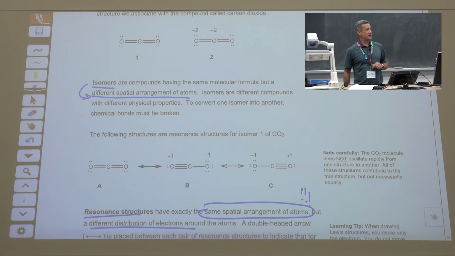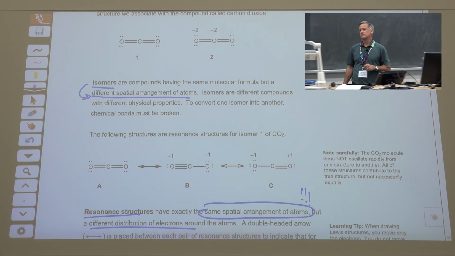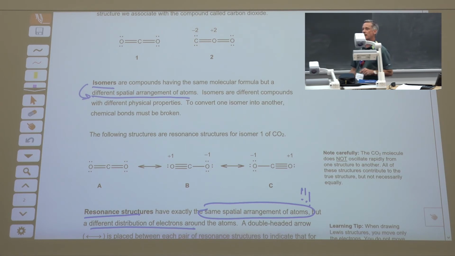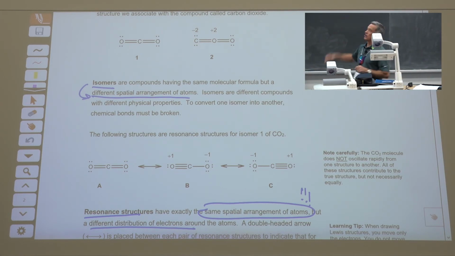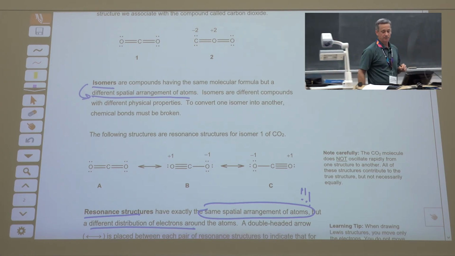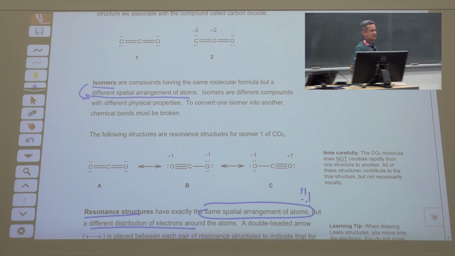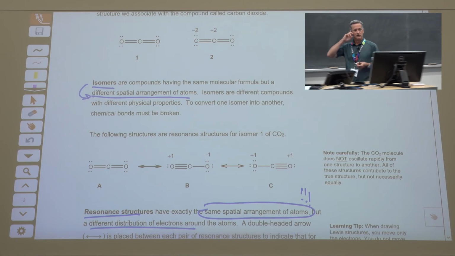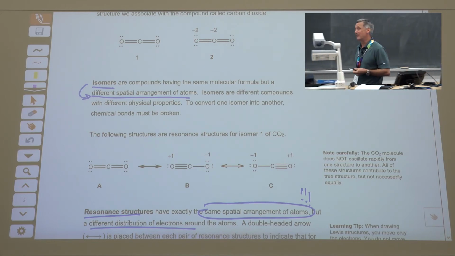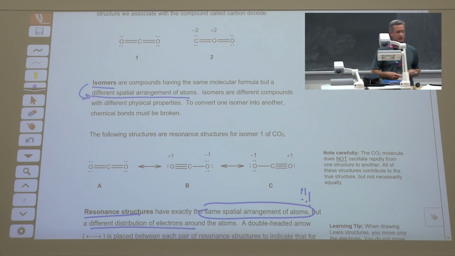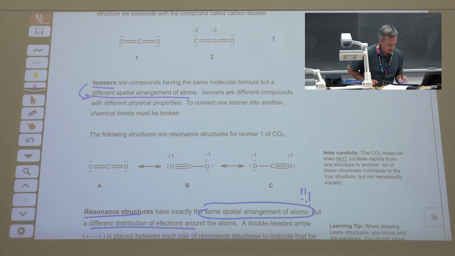Well, somebody with a bit of imagination and creativity, just trying to be a wise ass, might draw structure 2. You'll notice that structure 2 has the same formula, the same total number of electrons around the atoms. Okay? How do we know? Well, because the number of valence electrons is going to be equal to 4 from carbon plus 2 times 6 from oxygen.